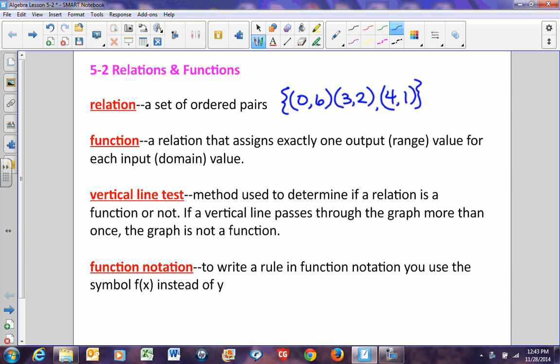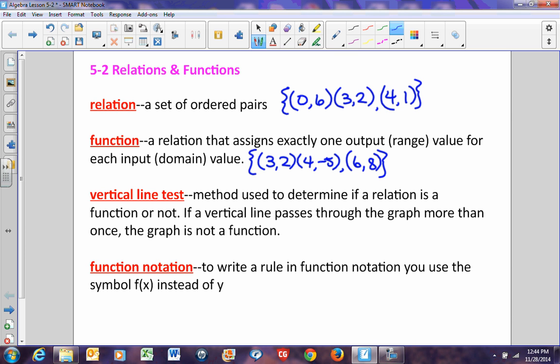A function is a relation that assigns exactly one output value, that would be your range or your y value, for every input domain value, which is your x value. For example, a function would be something to the effect of (3, 2), (4, -5), (6, 8). That would be a function because each x value I have is paired with a y value. If I have the same x value come up a second time, it must be paired with the exact same y value in order for it to be a function.